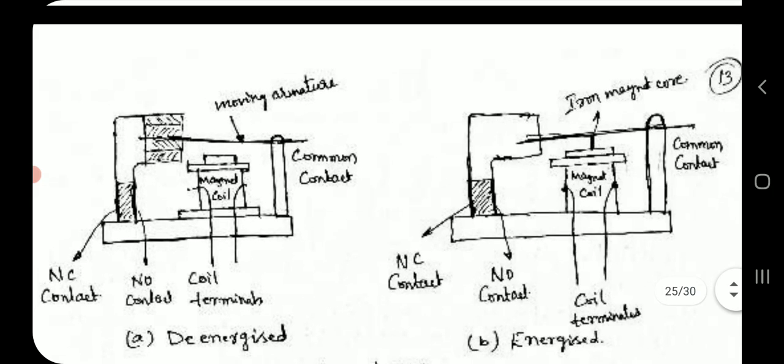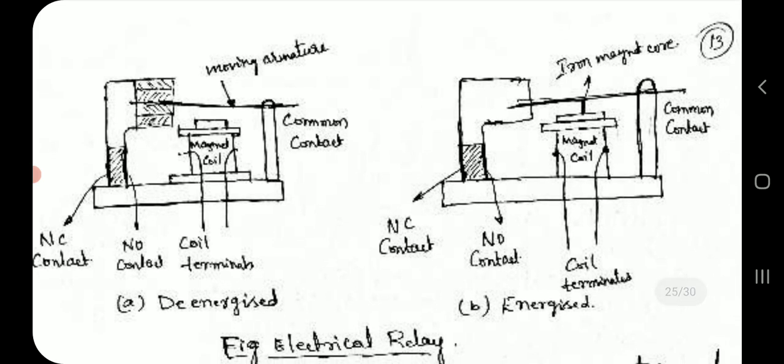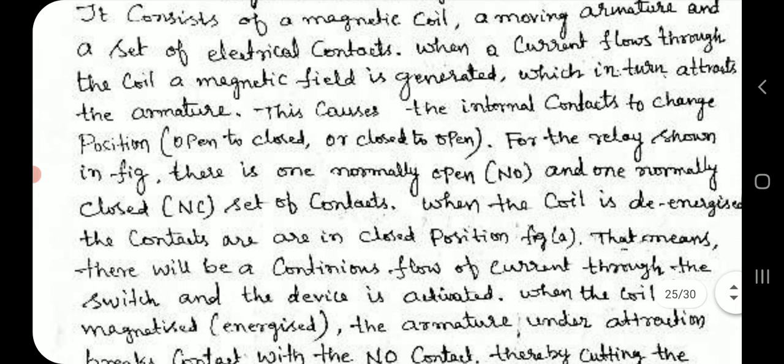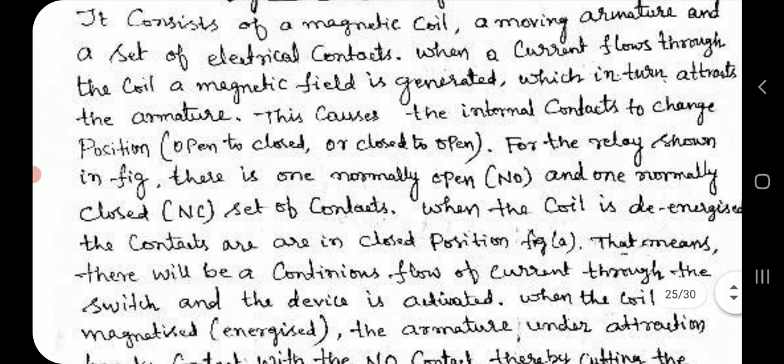Normally open contact, normally closed contact, coil terminals, moving armature, common contact, magnetic coil. De-energized and energized: normally open contact, normally closed contact, coil terminals, iron magnet core, magnetic coil, common contact. It consists of a magnetic coil, a moving armature, and a set of electrical contacts.